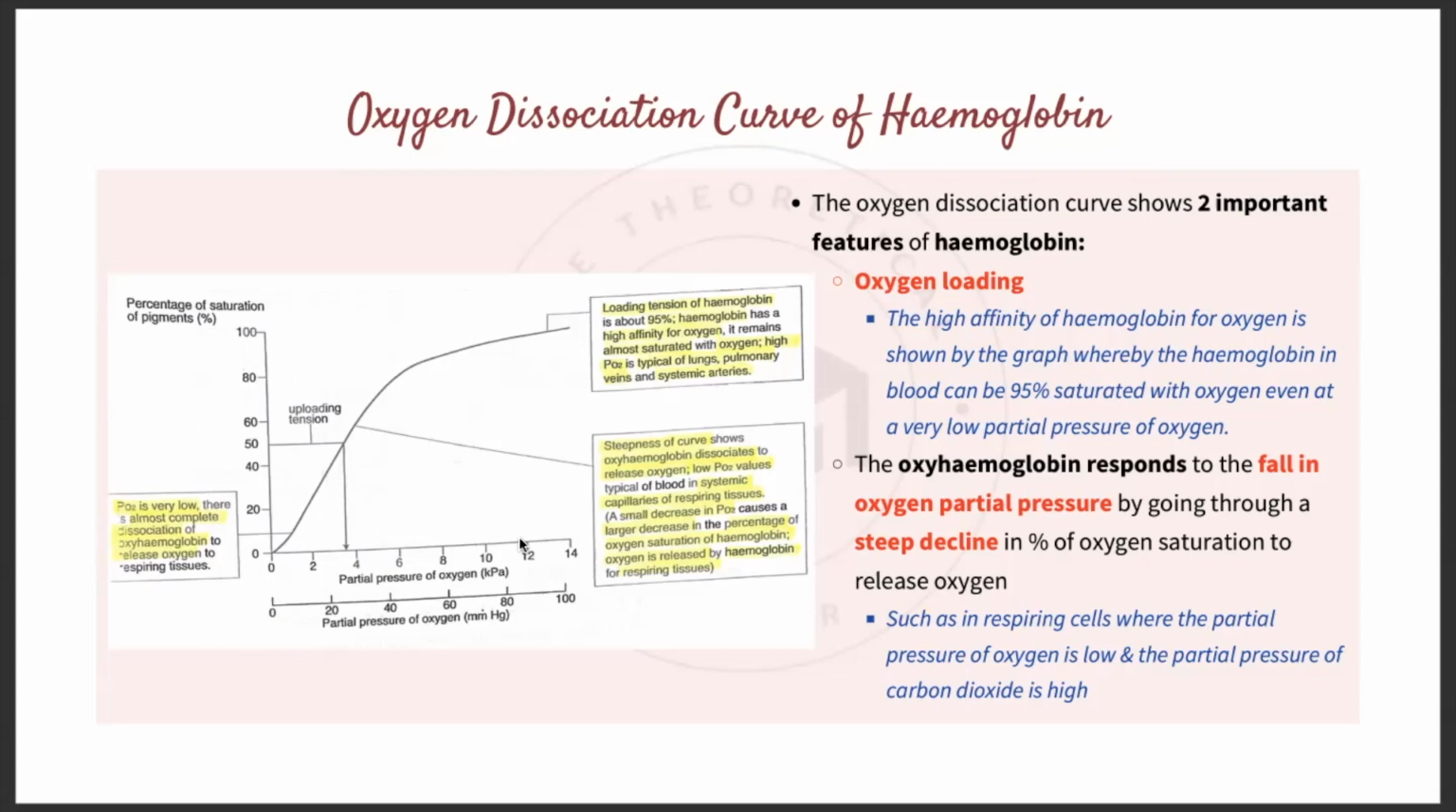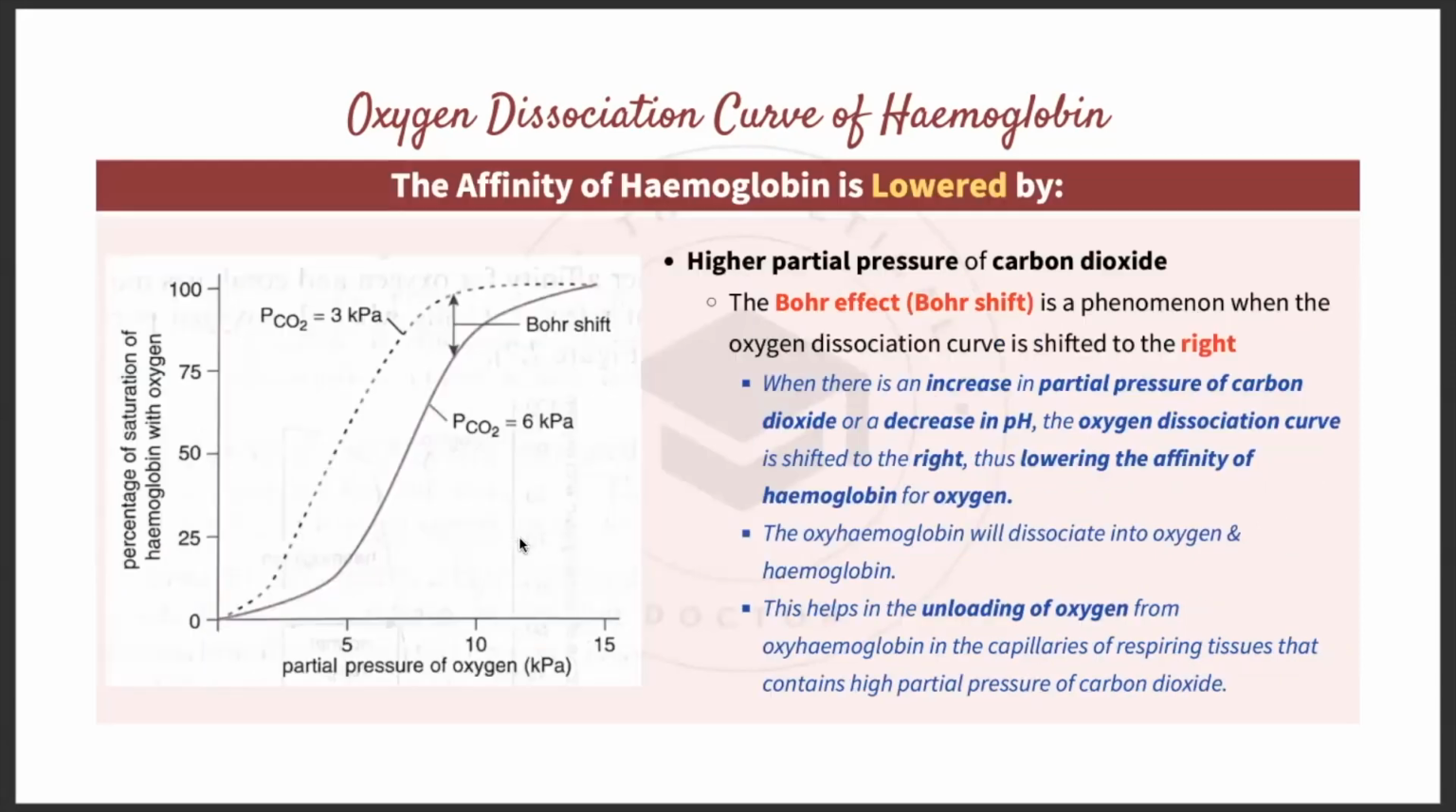After releasing its loosely bound oxygen, the free hemoglobin is then circulated back to the lungs to associate with oxygen. The affinity of hemoglobin is lowered by, so we know hemoglobin has a high affinity towards oxygen, but when can it be lowered? First of all, when there is higher partial pressure of carbon dioxide.